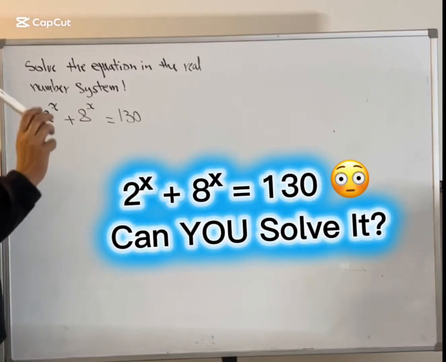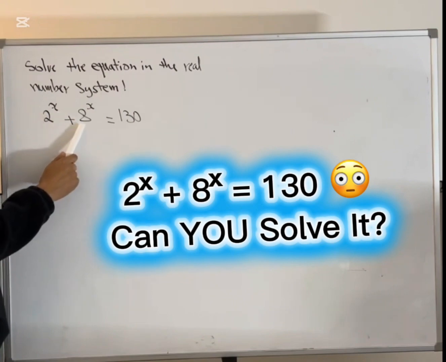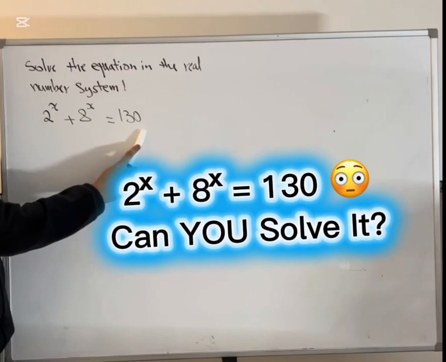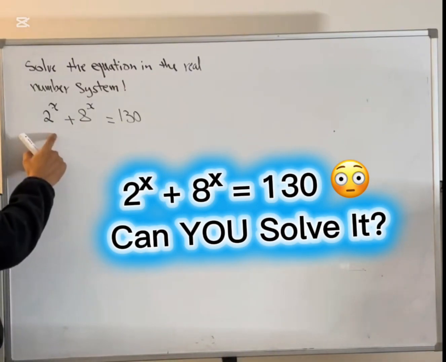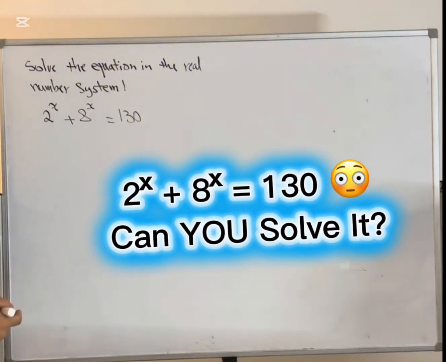Most students try this and get completely stuck, but there is a simple trick that makes it easy. We are solving 2 to the power of x plus 8 to the power of x equals 130. Now here's the trick. Rewrite everything in the same base.